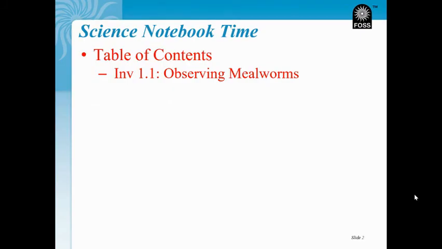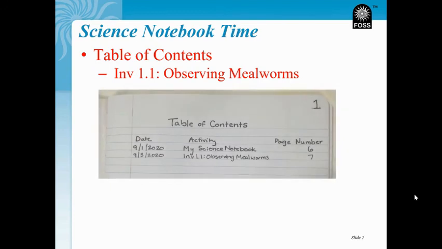Open your science notebook to the table of contents. You will write today's date, September 3rd, 2020. The title of today's investigation is Observing Mealworms. You can abbreviate investigation as INV, just like I did. You will write INV 1.1, Observing Mealworms. Put that under the activity and make sure to put page number, page 7 under page number. Pause the video to make your table of contents look like mine.